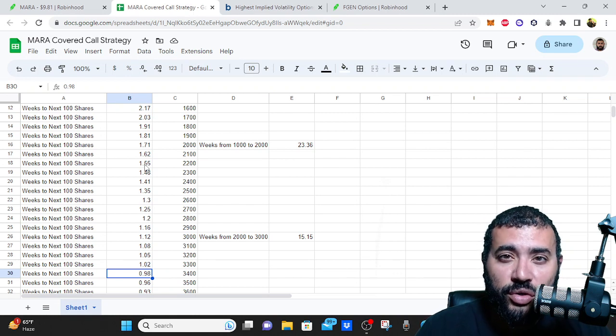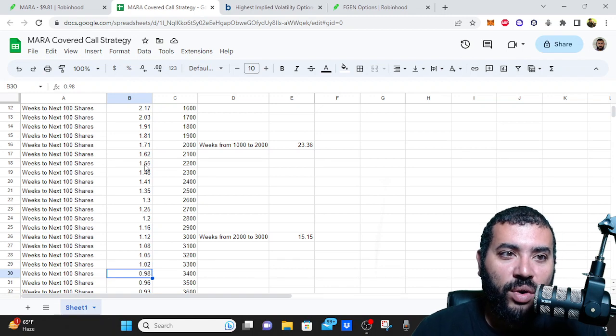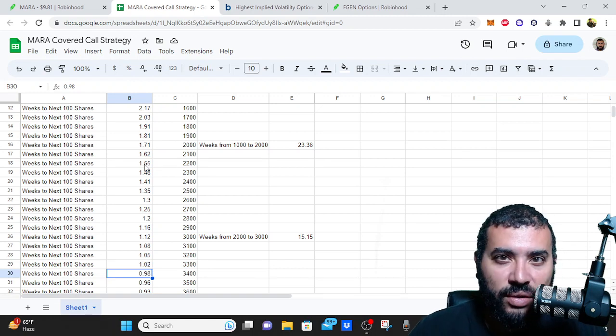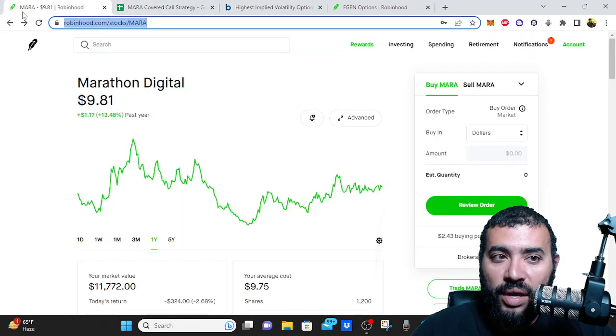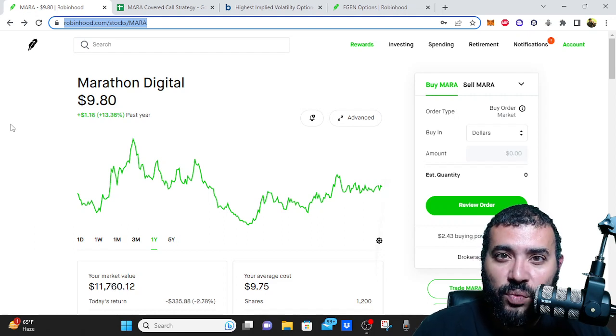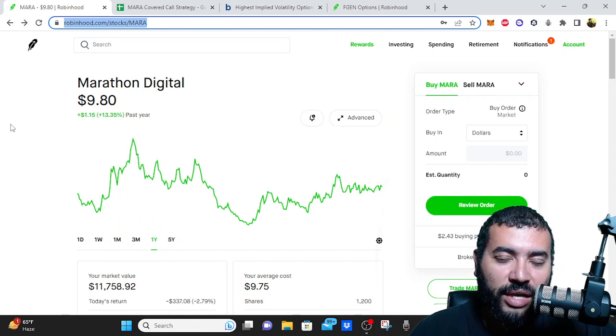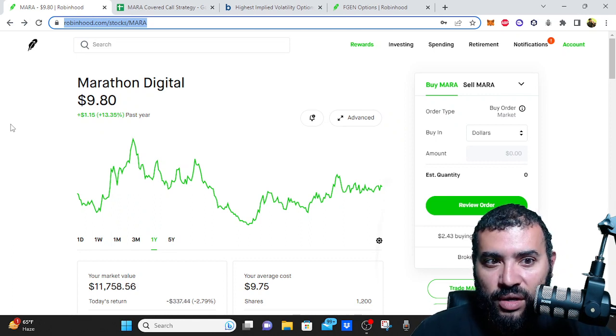There are two worst case scenarios with this. One is that the price explodes out of nowhere, and so you're stuck selling your shares. Let's say of Marathon again. Let's say next week I'm selling my options. I'm buying those shares, rolling it in. And next week we see Marathon go up to $15.